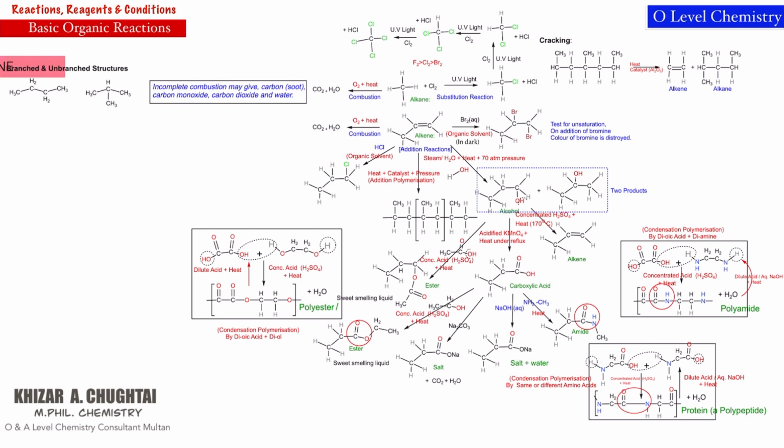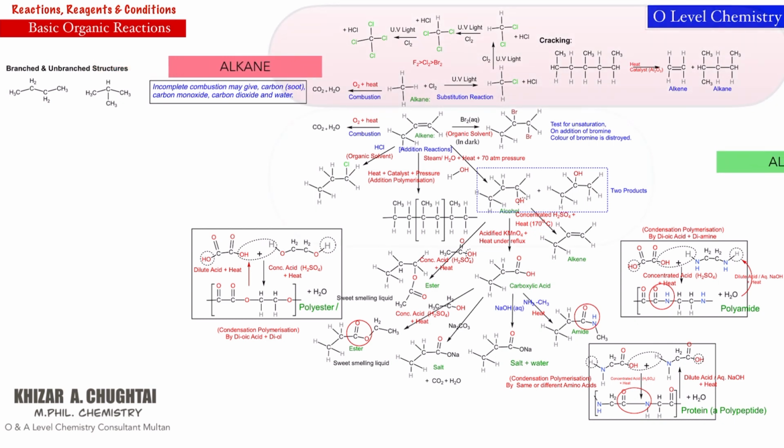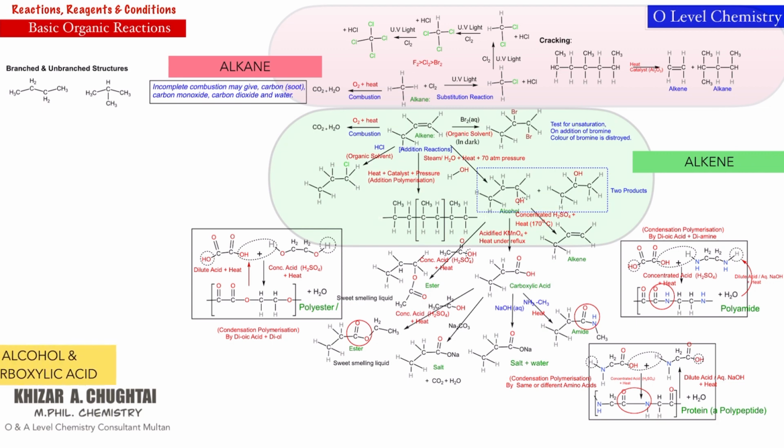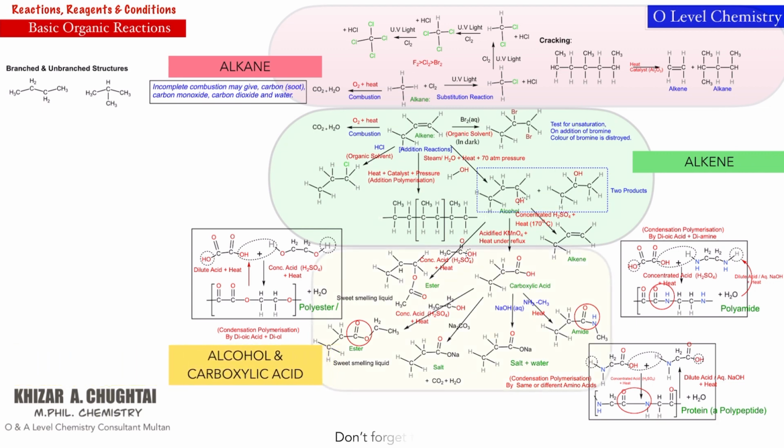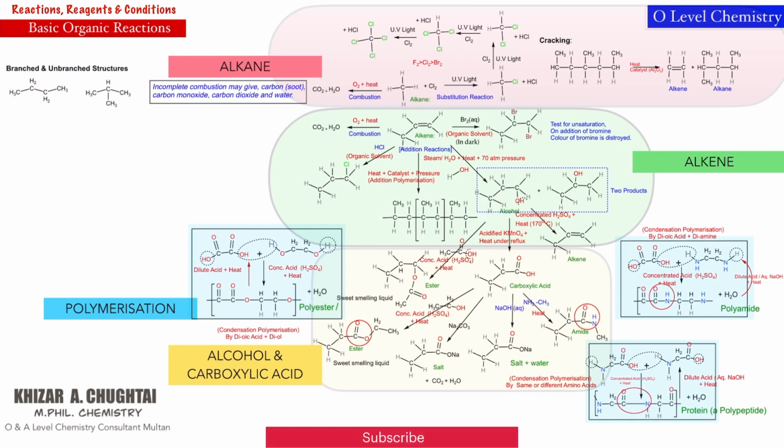Some reactions are because of alkanes, the chemical properties of the alkenes, the chemical properties of alcohol and carboxylic acids, and some reactions because of polymerization. Let's talk about the chemical reactions of alkanes, then alkenes, and so on.